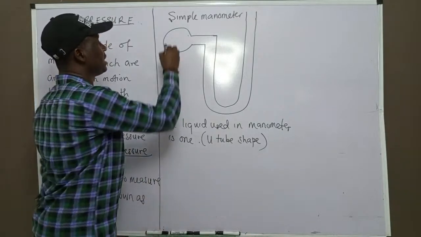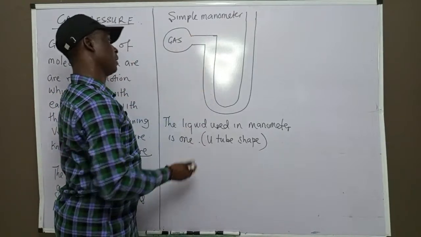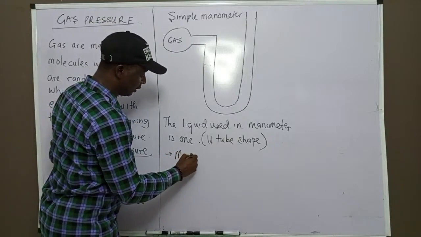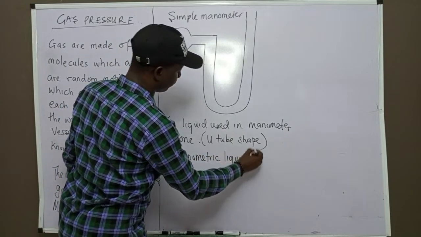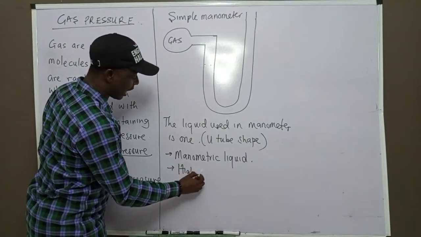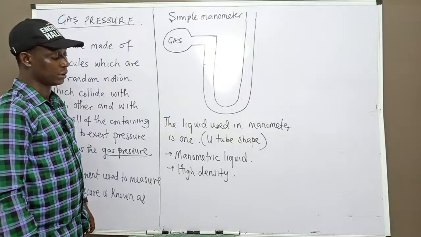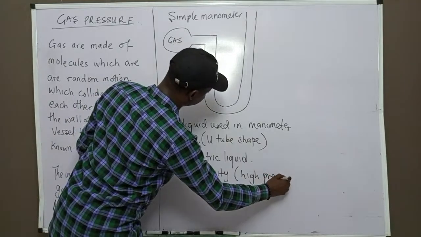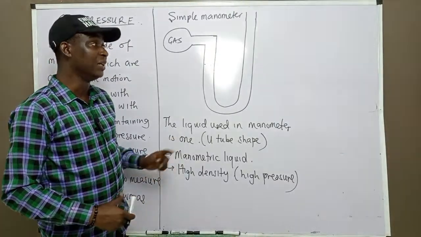Now, in working this, the gas will be here. Don't forget that the gas will supply pressure to the tube, and the tube will have a liquid, and that liquid is what we call manometric liquid. The condition for that liquid is that you must ensure it has a high density, to ensure that we can measure a very high pressure. So if you want to measure high pressure, it's better you use a liquid with high density. That means a manometric liquid of high density.